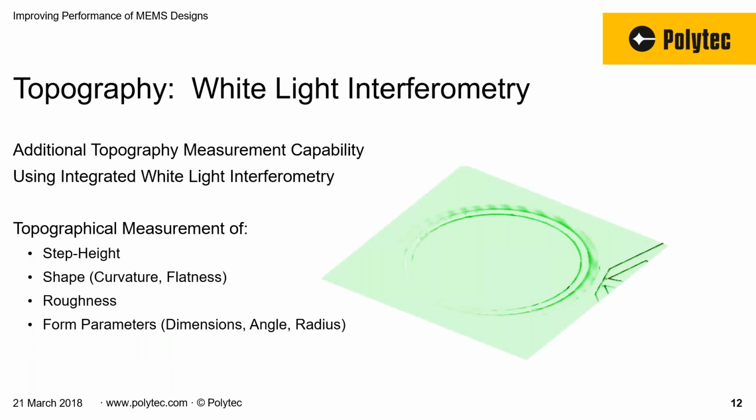An add-on to this is our white light interferometer. This adds an additional capability for topography measurements. And this allows you to do static characterization too. So this talk is focused on dynamic measurements, but just to mention, there is an add-on capability. We can look at microscopic measurements of step height, curvature, flatness, roughness, and form parameters such as dimensions, angle, and radius. So it's a modular system. We have this add-on capability to do topography measurements.